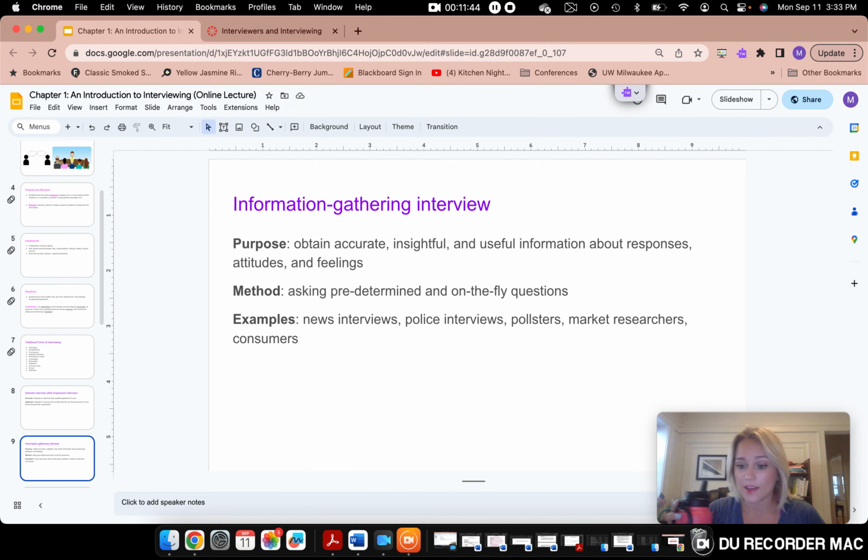Now, the information gathering interview. This is the second major project that we have in this class, where you're going to be interviewing someone, a professional in your career field, to obtain career advice and any other information to determine, do I want to head into this career path? And if I do, what can I expect once I get there? So overall, the purpose of an information gathering interview is to obtain accurate, insightful, and useful information about your interviewee's responses, attitudes, and feelings. So the method, you're going to develop a list or an interview guide of predetermined questions.